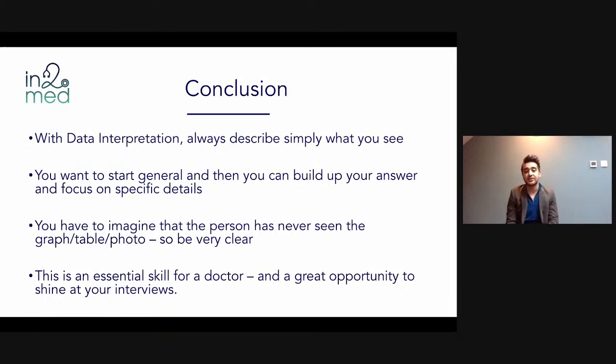So the conclusion is, with data interpretation, just start simply on what you can see. Everyone says, describe what you can see, but it's harder than that because you can see a whole photo. How do you know what to pick out or in what order? That's why we've tried to be a bit more detailed and give you a specific structure of what order to present what you see in.